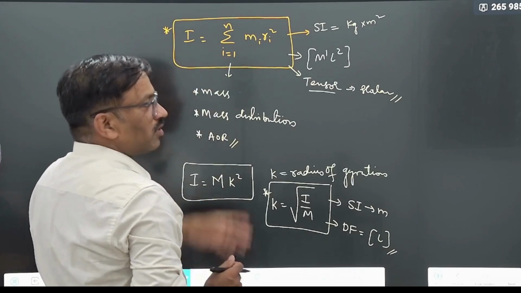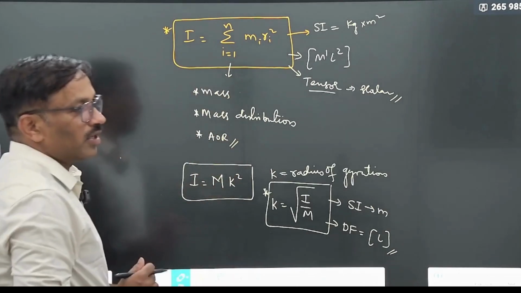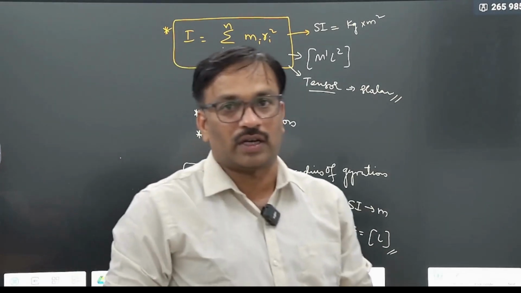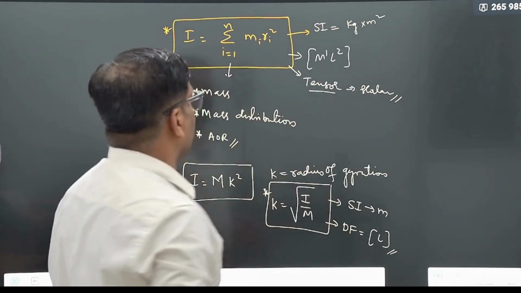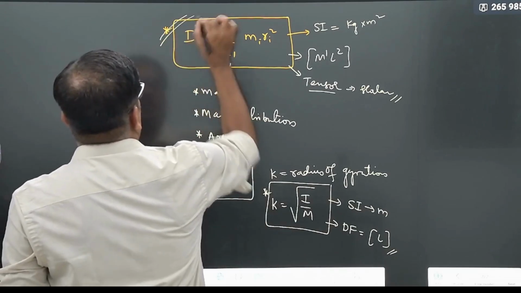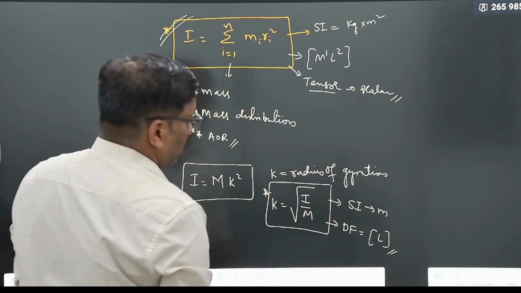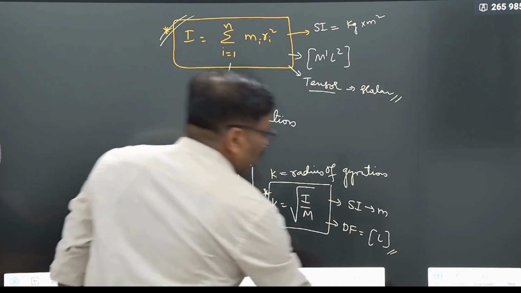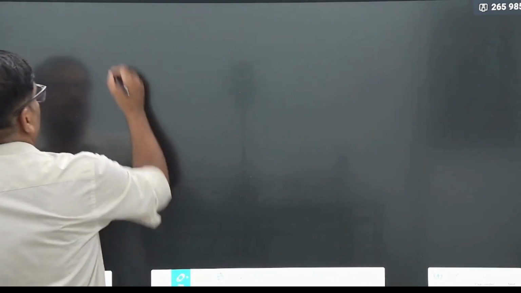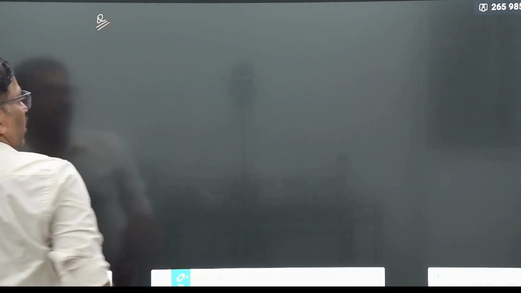For mass distribution we can also write different formulas. For continuous mass distribution, we'll do those concepts at that point. Right now, we'll do questions based on this concept, I equals m r square. So now let us see one question. We'll do this question fully.